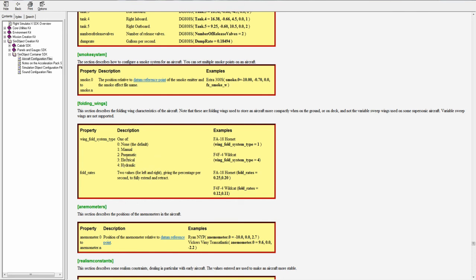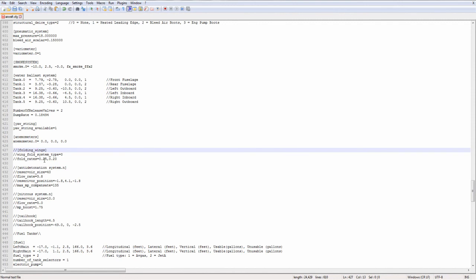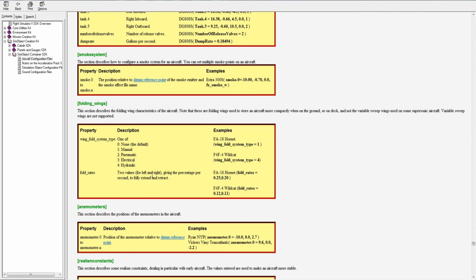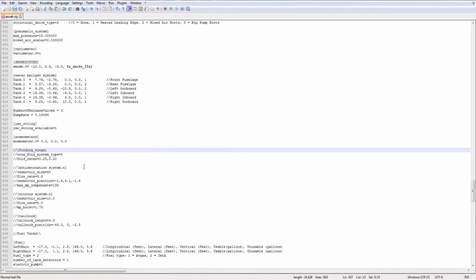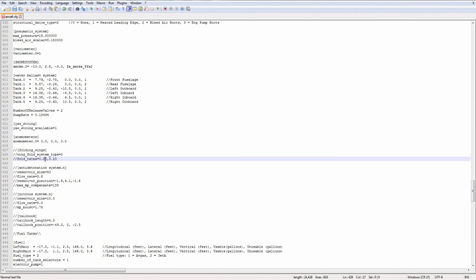So keep that in mind. If you ever get in a plane that has folding wings, and the wings won't fold up, that's what you should check. What is the requirement? What type of system does it have? And the other one is just the fold rate. Two values here, one for the left wing and one for the right wing, percentage per second. So you see we have 0.25, so it will fold 0.25% every second. This is for the left wing, 0.2 for every second for the right wing.